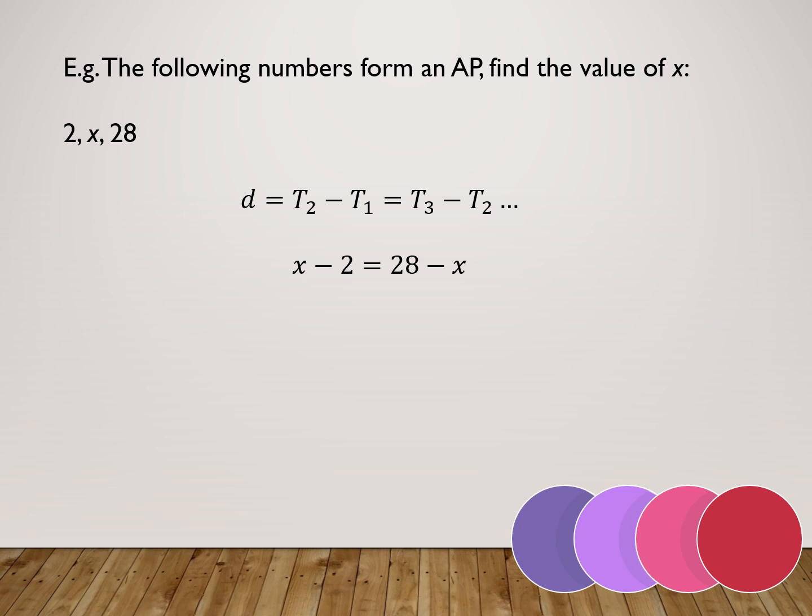So the difference, from what we looked at before, term 2 minus term 1 has to equal term 3 minus term 2. So that's x minus 2 has to equal 28 minus x. And we solve that as an equation. We add x to both sides and add the 2 to both sides. We get 2x equals 30, so x equals 15. So the pattern would be 2, 15, 28, and you would see that the difference is 13. It goes up by 13 to get to 15, up by another 13 to get to 28.